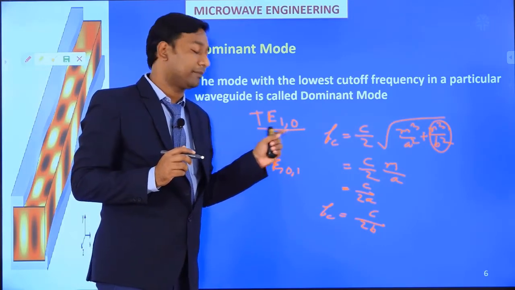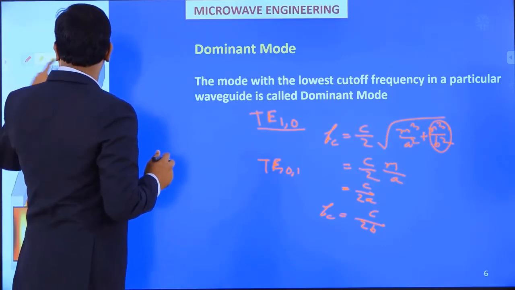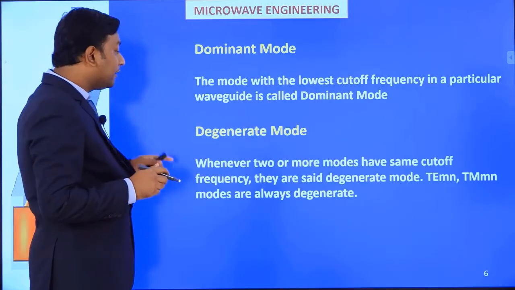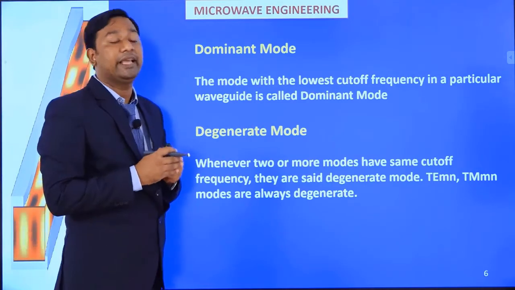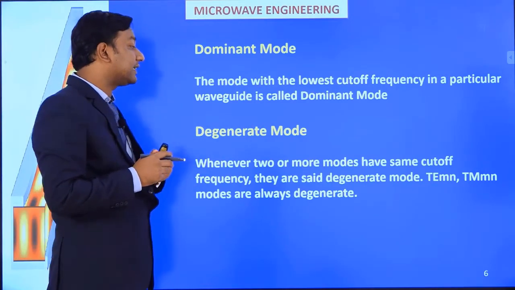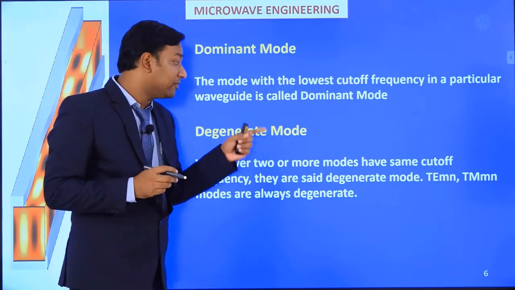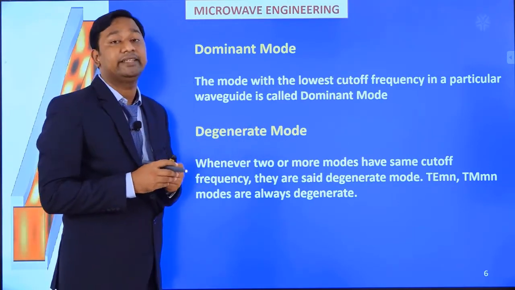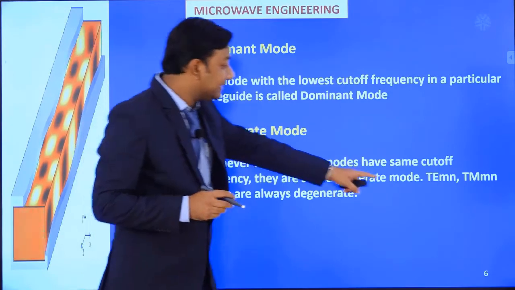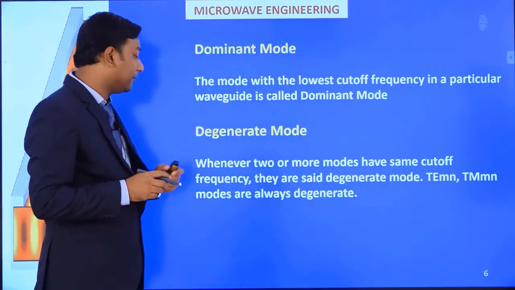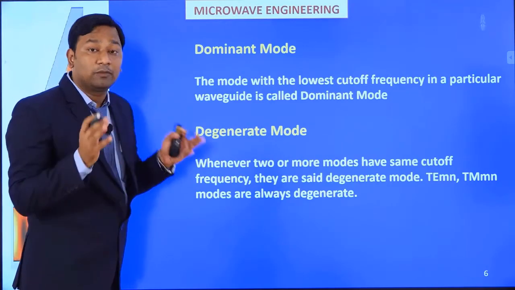a rectangular waveguide. Now coming to the point of what is degenerate mode. Whenever two or more modes have the same cutoff frequency, they are said to be degenerate modes. We see the cutoff frequency for TEmn or TMmn modes are almost the same.